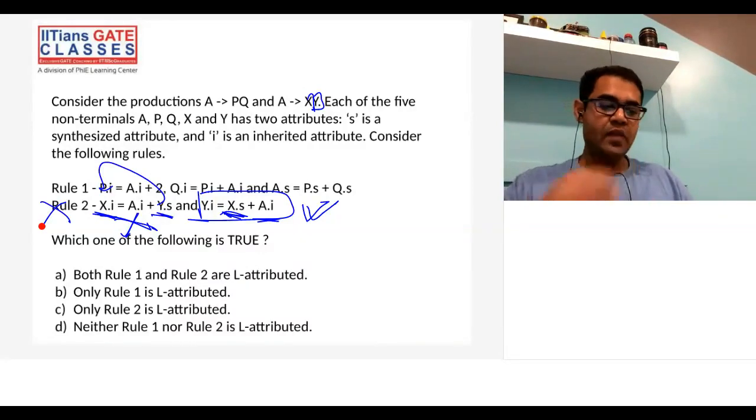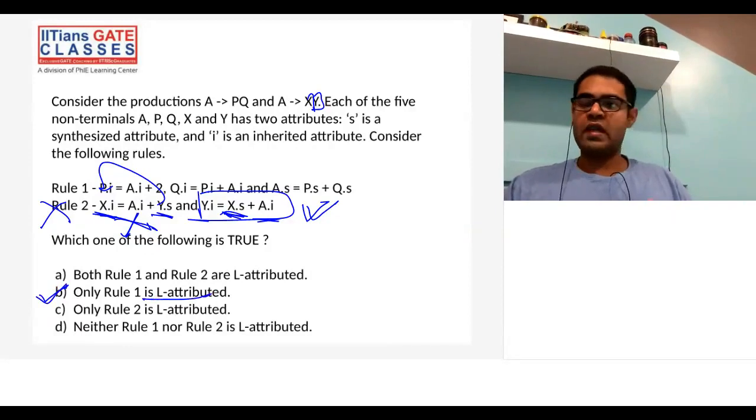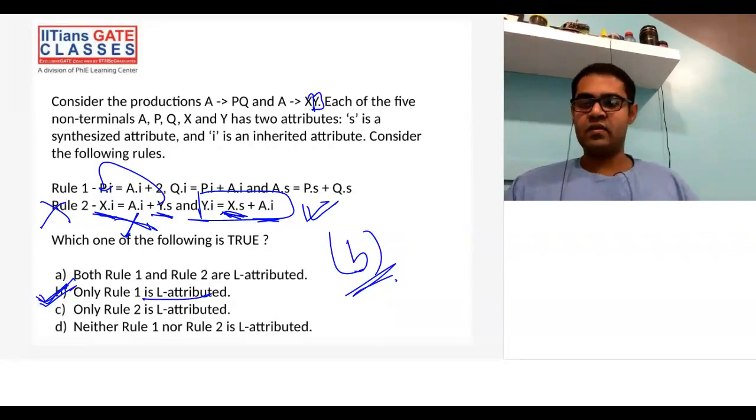Hence, option B will be correct. Rule 1 is L attributed, but rule 2 is not L attributed. So option B is correct, and this is the answer for the question.